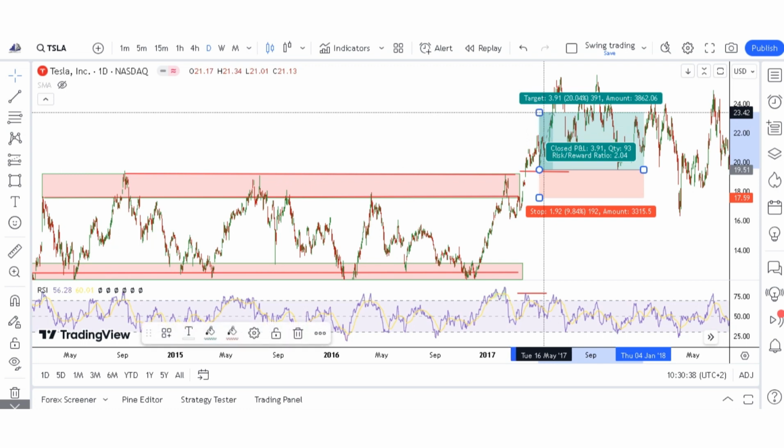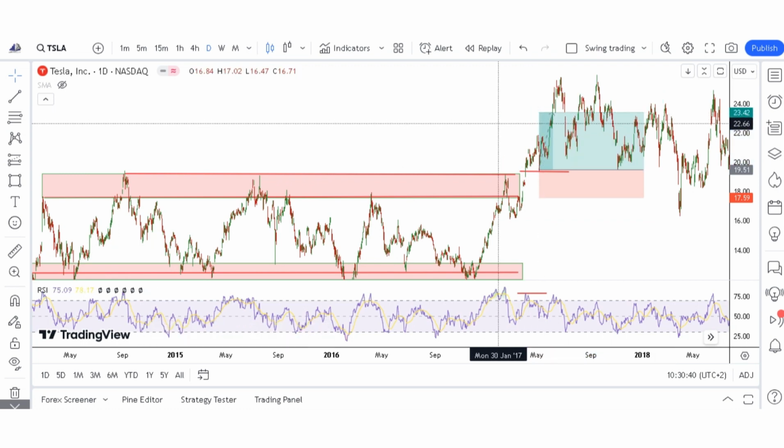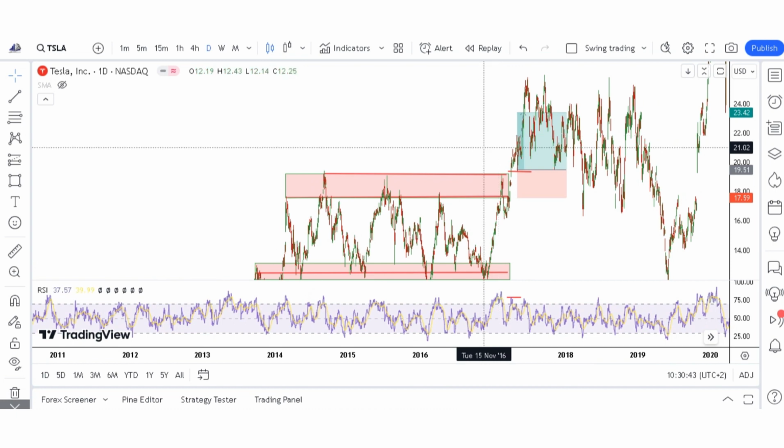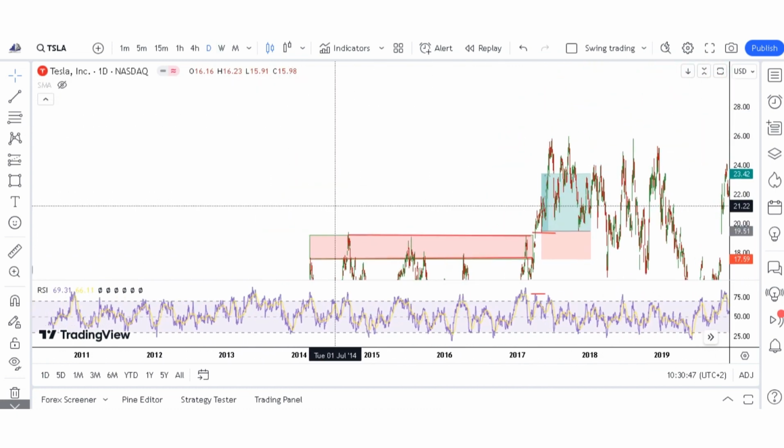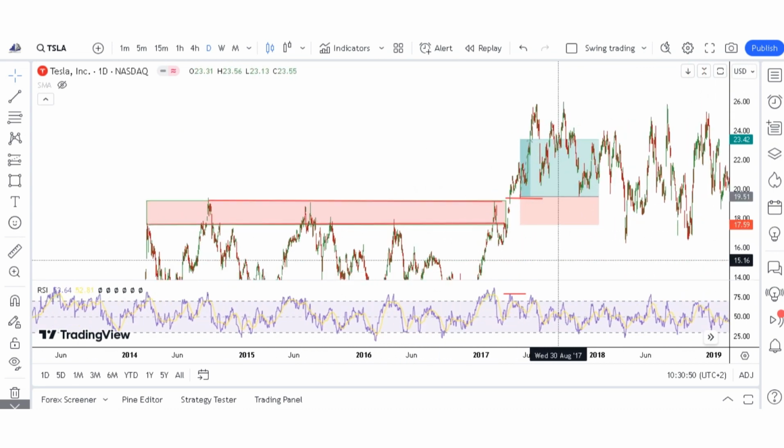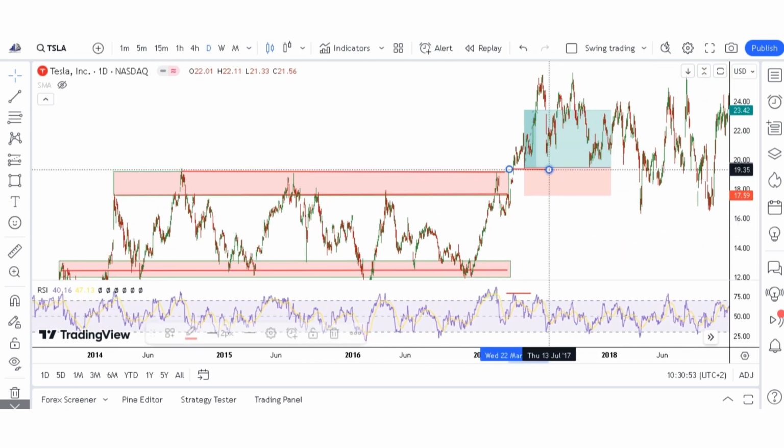Another way to set a take profit target is to look back in time and find previous areas where the price had difficulty making new highs or lows. We didn't have any for Tesla because it was making new all-time highs. So in this scenario, a 2-to-1 risk to reward ratio is a good start.